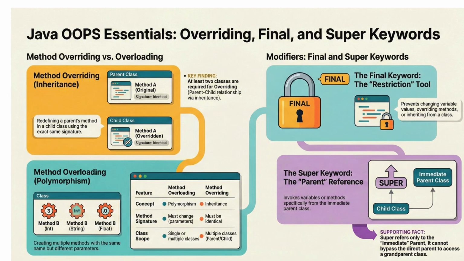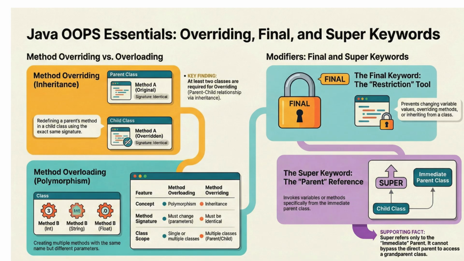Now on to the final keyword. It seems to have its fingers in a few different pies in Java. Where does it come into play? Final is all about immutability and control. It tells Java, hey, this thing, whether it's a variable, a method, or even an entire class, should not be changed once it's set. So it's like putting a lock on something. Once it's declared final, it stays that way.